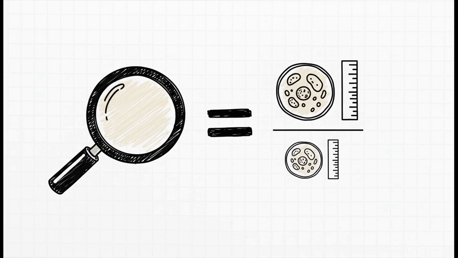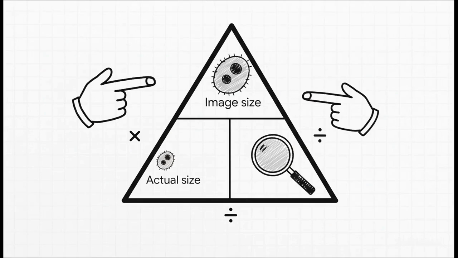Magnification equals the image size, that's how big it looks on the page or in the eyepiece, divided by the actual size, so it's real-life size. Now, here's where the examiners like to be a bit sneaky. They won't always ask you to find the magnification. They might give you the magnification and the image size and ask you for the actual size. That means you have to be comfortable flipping this formula around.